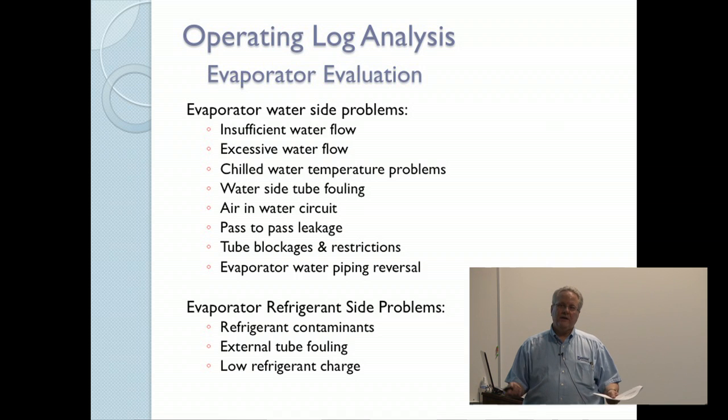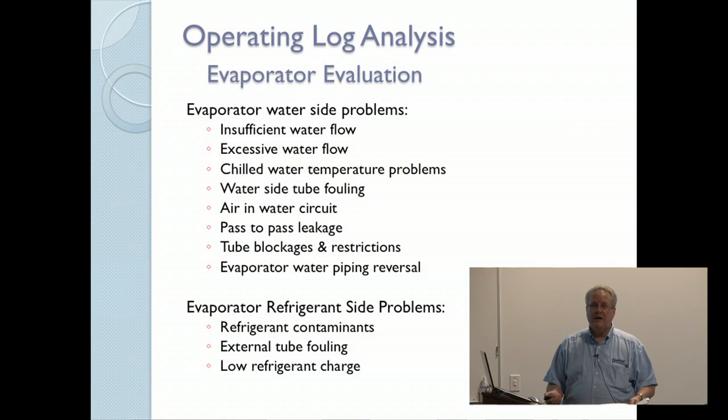Now, here's another rule of thumb. For every 1% increase in oil that you have in your evaporator, it's a great insulator. It coats the tubes really well. It'll cost you about 2% of chiller efficiency.